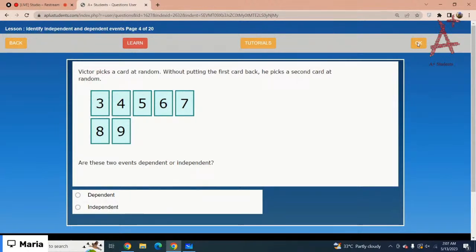So for the first time, you have one, two, three, four, five, six, seven cards. Got it? So he picks a card and without putting it back, once he picks a card, you are left with six cards. So that means for the second time you have one less card. That means the outcome of the second event is affected by the first event. It would not be the same for the second event. So they are dependent events. Got it? The correct option is option number one.